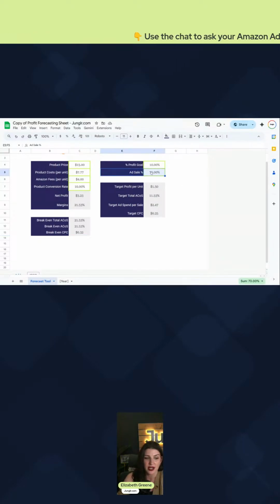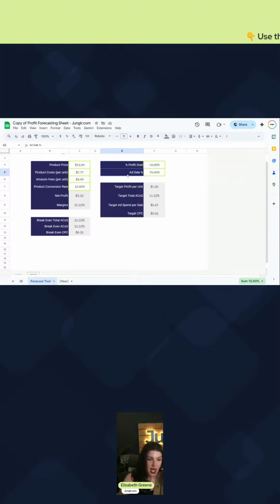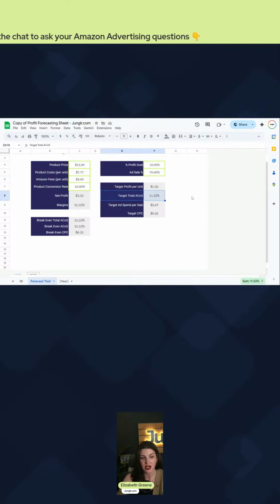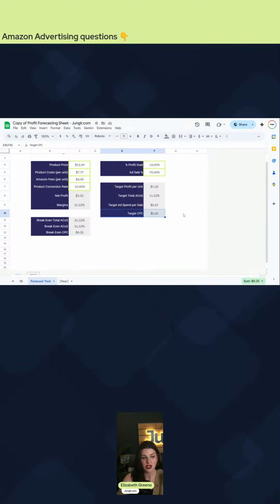That's something that we like to call the ad sale percentage, which is the percentage of the total sales that is coming from advertising. So in this case, if we had a profit goal of 10% and an ad sale percentage of 70%, meaning 70% of the total sales is coming from advertising, my target total ACoS is going to be 11.5%. That's not going to change. But what is going to change is the target spend per sale. So my target CPC is even lower than this 32 cents because, again, this is my break even. So I'm looking at a 25-cent CPC.